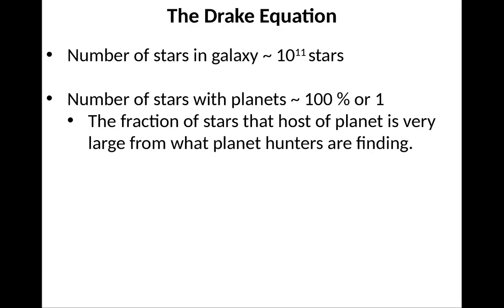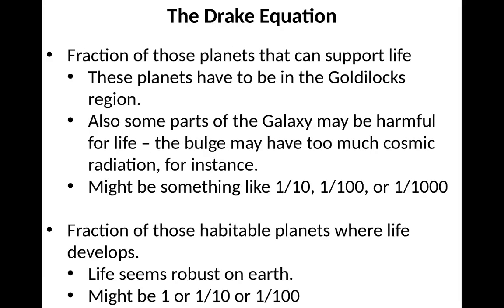The fraction of stars with planets is actually about 100% now. Pretty much every star has a planet, and many stars have more than one planet, right? So from what we know from planet hunting, this number is 100% or so. Now we ask what fraction of these planets are in the Goldilocks zone. Again, this actually could be close to 100% as well. But maybe not. Some stars may not allow this, and some parts of the galaxy may not allow this as well. So it might be something like a tenth, 1/100, or 1/1,000. Let's be conservative. We can use about 1/100 or so.